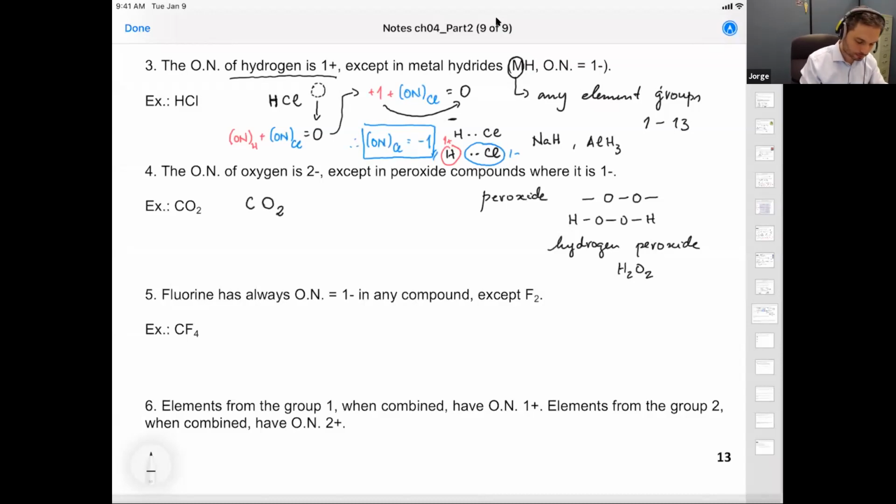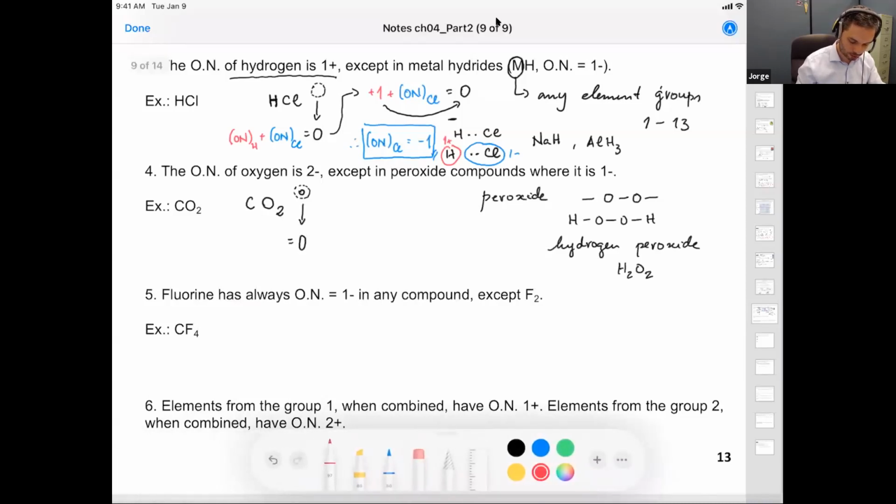Again, remember that if there is no number outside of the formula of the compound on the top right corner, that means the sum of the oxidation numbers is equal to 0. So let's write that here. We know that the sum has to be 0.